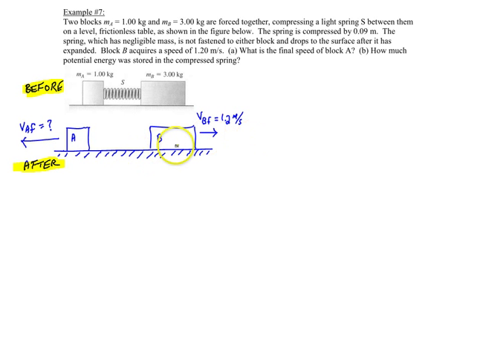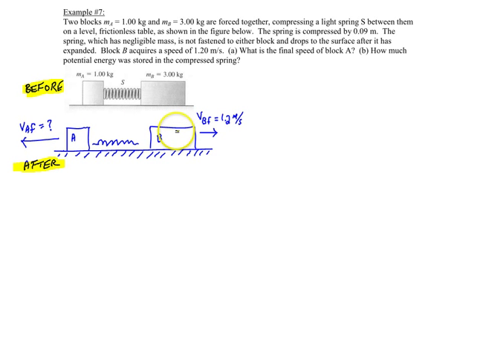Okay, so I've drawn another picture after the spring has been released, so that the spring is essentially down here on the ground, and block A is moving probably to the left. It should be, because if this block's moving to the right and the momentum of the system before they were released was 0, well, if that's a positive momentum, hopefully you'll realize that the other one has to be a negative momentum to cancel it out.